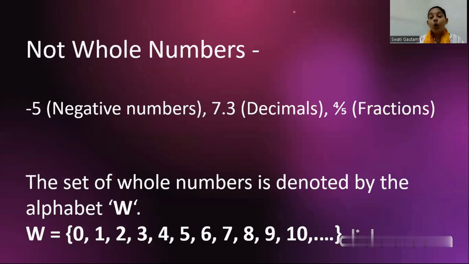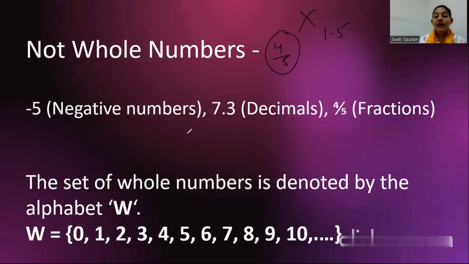Which are not the whole numbers? Any negative number like -5, -15, any decimal number like -1.5 or 1.5, any fraction is not a whole number. Whole numbers are the normal counting numbers, like 1, 2, 3, 4, 5, 6, 100, 1000, 1 lakh. These are the whole numbers. Neither negative numbers nor decimals and fractions are whole numbers, right?